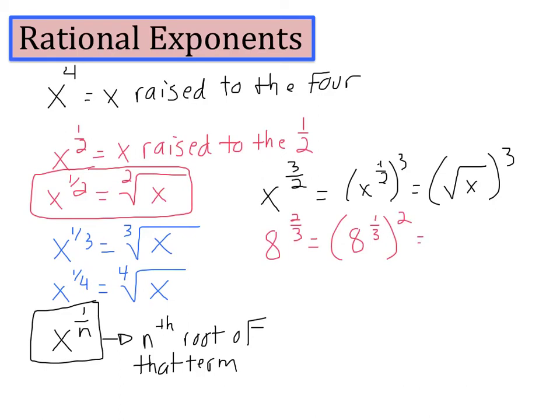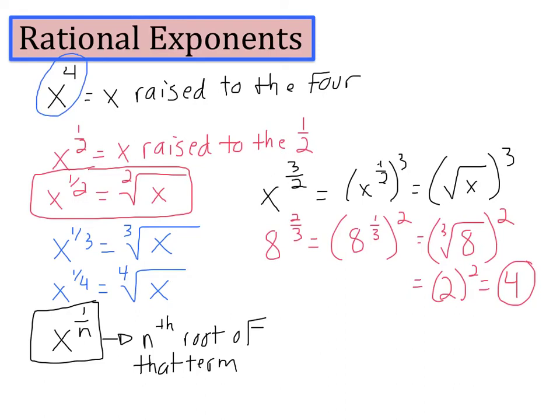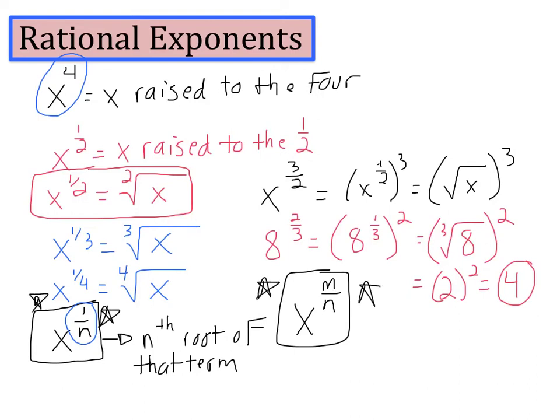Now we know that raising something to the 1/3 is the same as taking the cube root of it. So here we have the cube root of 8, which we know is 2, squared is 4. So we're used to seeing exponents like this. In this section, we're introducing raising an exponent to the 1 over n, and we're also introducing having an exponent being raised to an m over n, or some type of fraction. So these are the new ways to raise a base to an exponent.